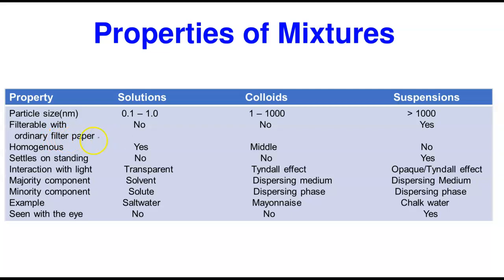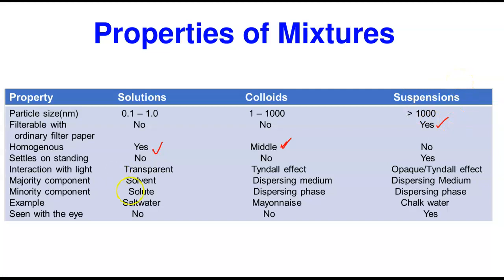Now, filterable with ordinary filter paper. Filter paper cannot filter a solution because the particles are so small, all of them are going to pass through. The same thing with the colloid. However, for a suspension, you can filter out the solids, and then the liquid, the solvent, is going to pass. Homogeneous: a solution is very homogeneous. A colloid can be homogeneous or a little bit not. It's in the middle. Whereas the suspension is never homogeneous at all.